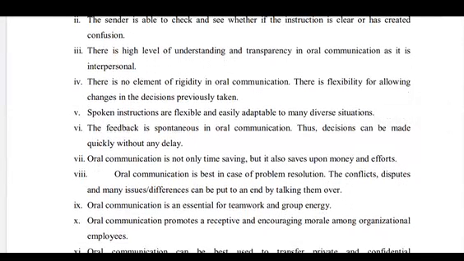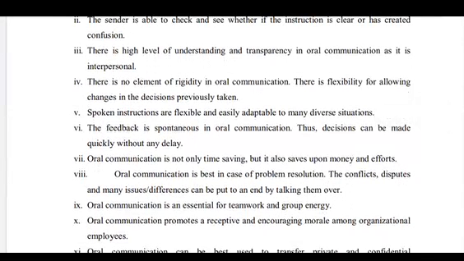Another advantage, that is advantage 8 of oral communication, is that it is the best in case of problem resolution, maybe whereby there is conflict, or you need to settle a dispute. Through word of mouth, you can easily convince someone to accept what you want them to accept. Oral communication is also essential to teamwork or group energy.